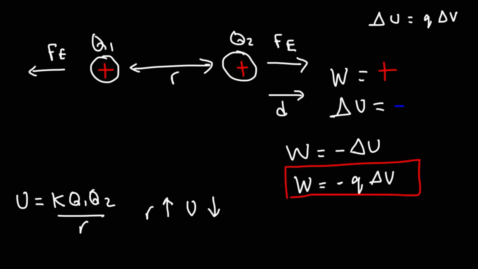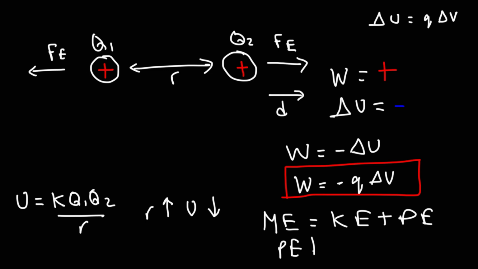Now the electric force is a conservative force, which means that energy will be conserved when the electric force is acting on these charges. The total mechanical energy of the system will remain constant. So that means that as the potential energy decreases, the kinetic energy will increase. So we can say that the change in kinetic energy is equal to the negative change in potential energy.